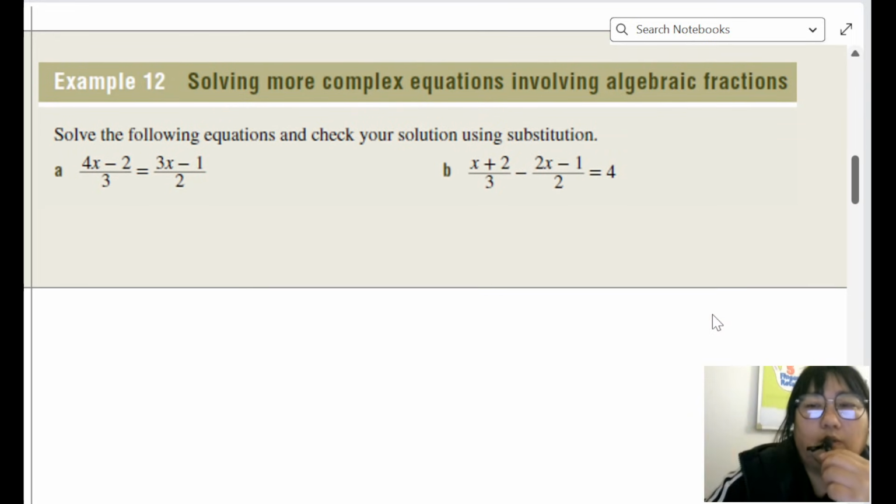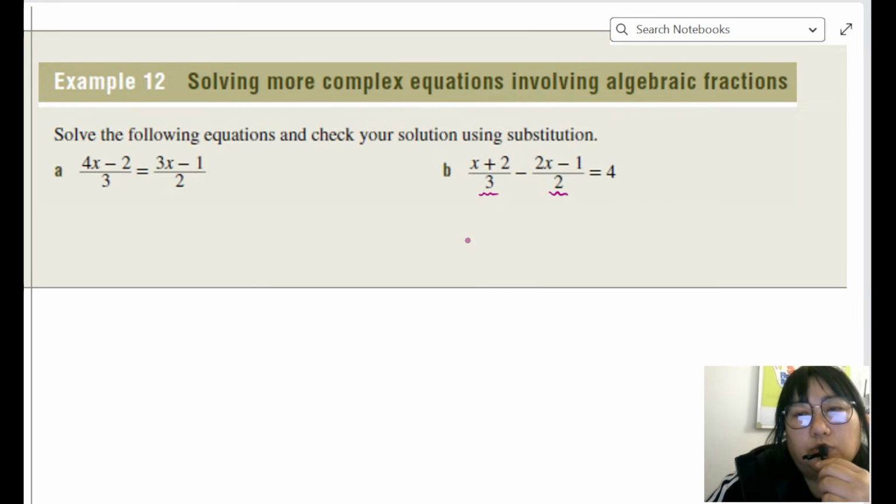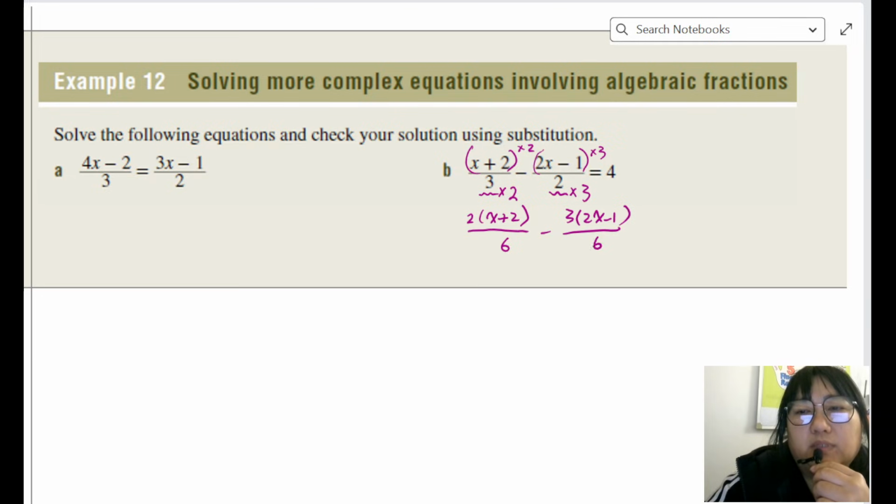So first we find it. They have the denominators 3 and 2. So what I'm going to do is I will change that, times by 2. And this one I times by 2. And this one I times by 3. And this one I times by 3. So now what we got is 2 lots of x plus 2 over 6, take 3 lots of 2x take 1 over 6. That will be equal to 4.